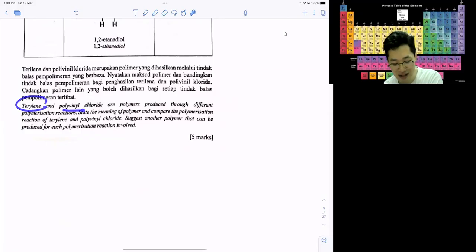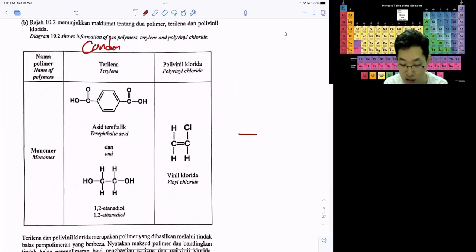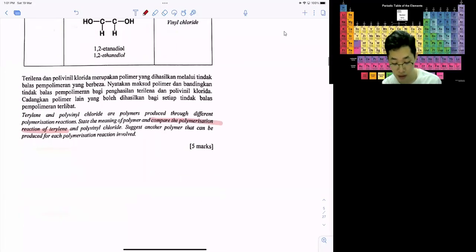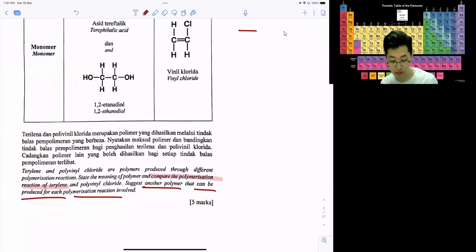Terylene and this polyvinyl chloride are polymers produced from different polymerization reactions. State the meaning of polymer. Compare polymerization. The meaning of polymer is a long chain molecule formed by many identical repeating subunits called monomers. If you can do it, then you do. Cannot, never mind. So this is condensation. This is addition. Addition polymerization, yes.